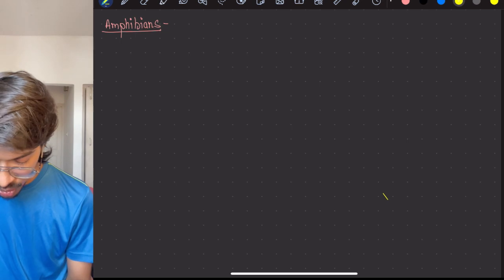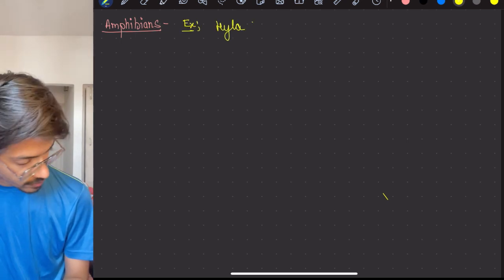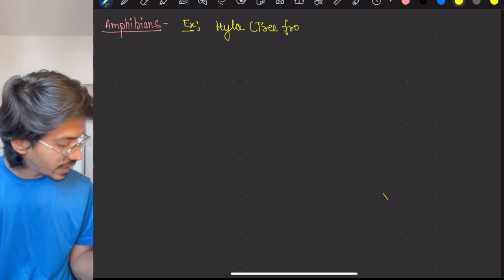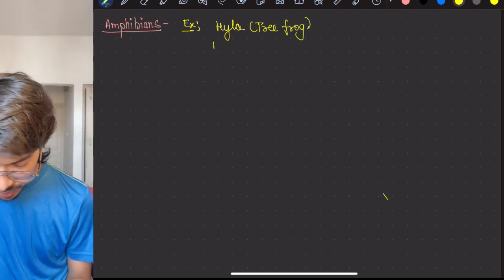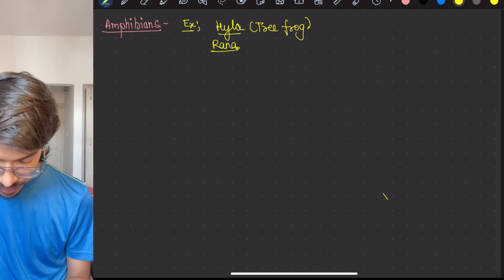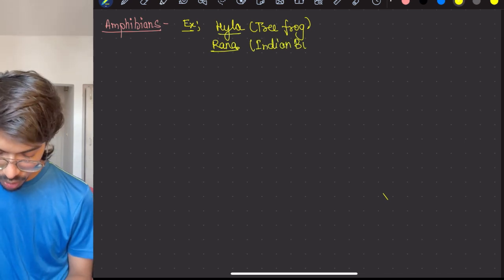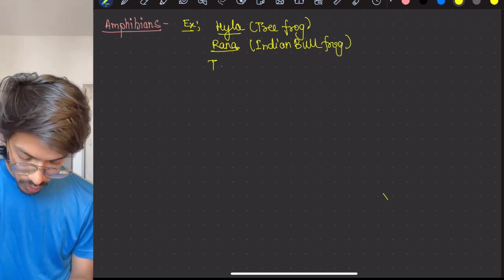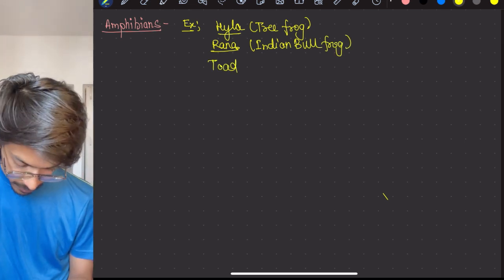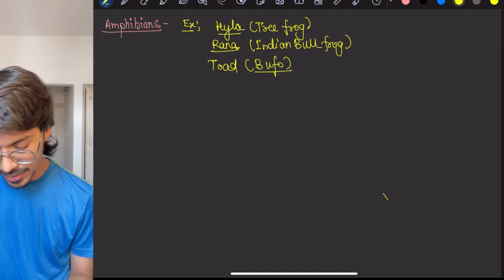So examples are what? Number 1 is Hyla, that is tree frog. Then the Rana. Rana is what? That is the Indian bullfrog. Then we have what? Toad. The toad is what? Bufo. Bufo is the scientific name of it. Then we have salamander. Scientific name is Salamandra.